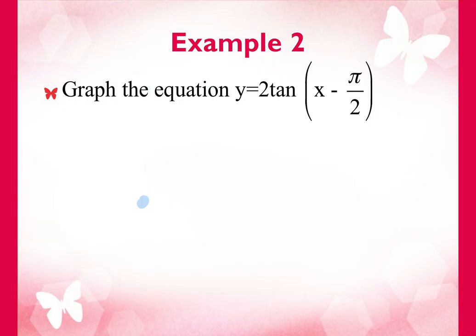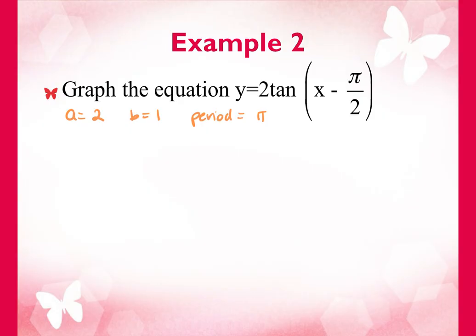So start to finish on tangent. First thing you're going to do is what? A. A is 2. Then I'm going to find B. B is what? 1. And then I'm going to find the period, which is pi over B. So it's just pi.